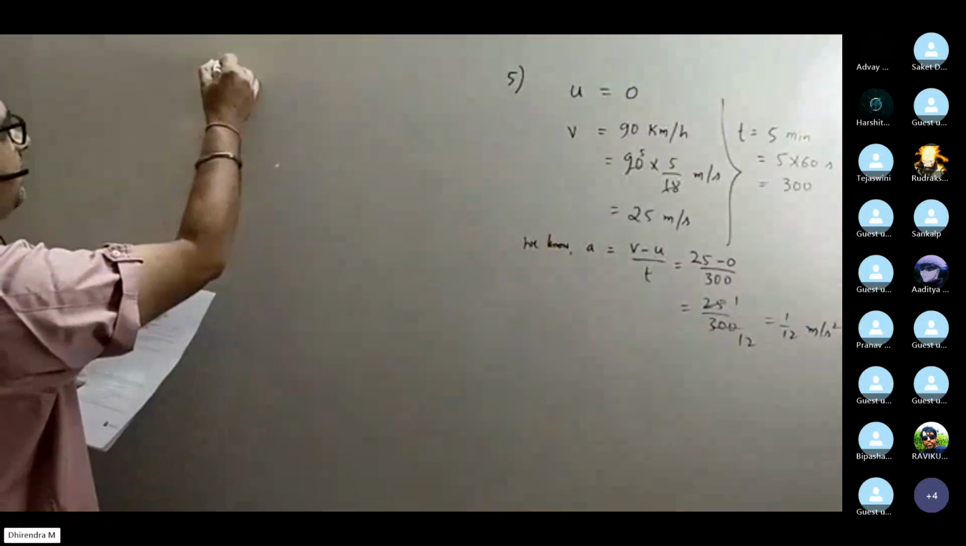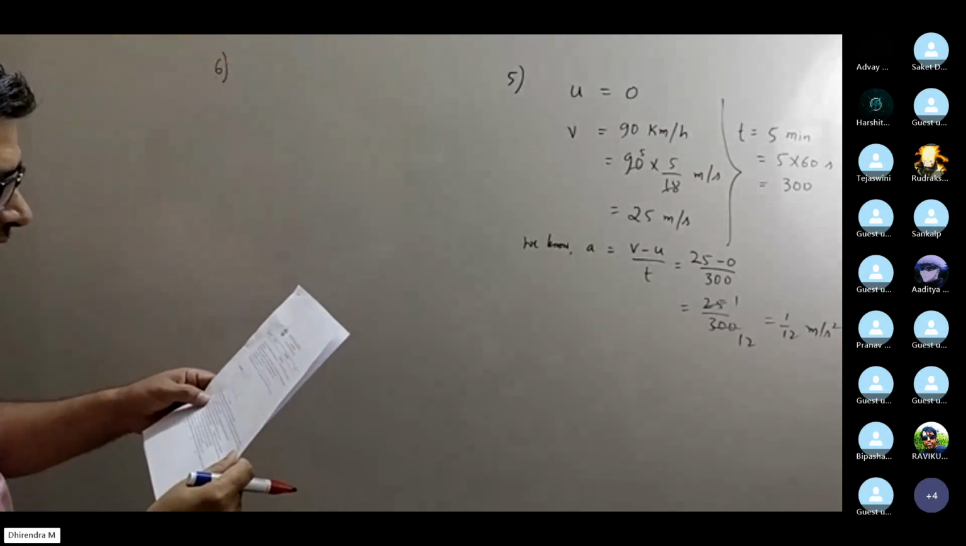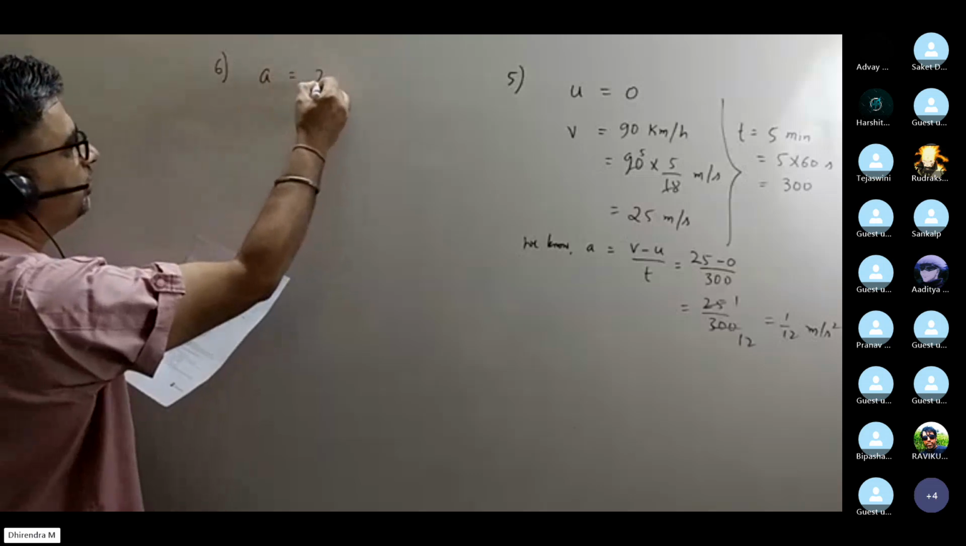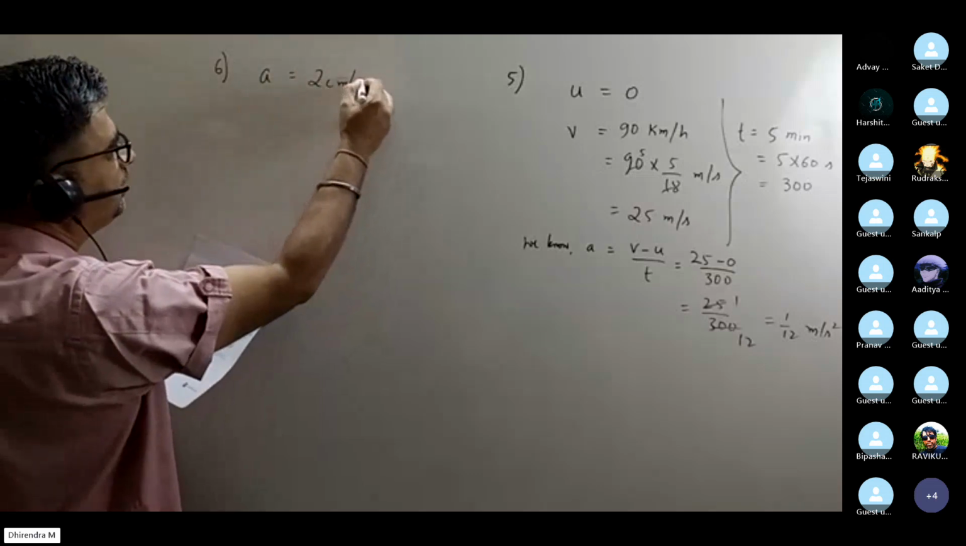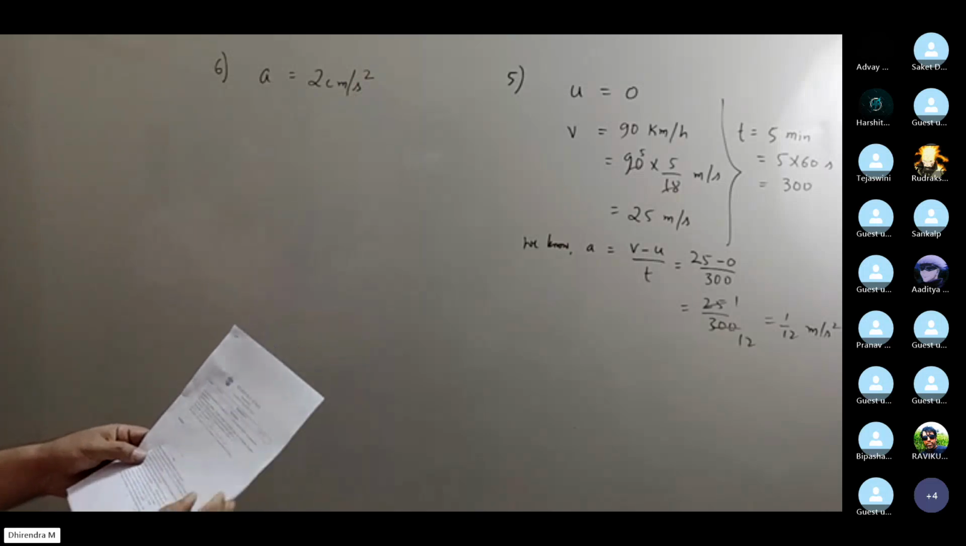So we can solve number 6. If you're copying, you can copy both together. Question number 6: a trolley while going down an inclined plane has an acceleration of 2 centimeter per second square. What will be its velocity after 2 seconds?